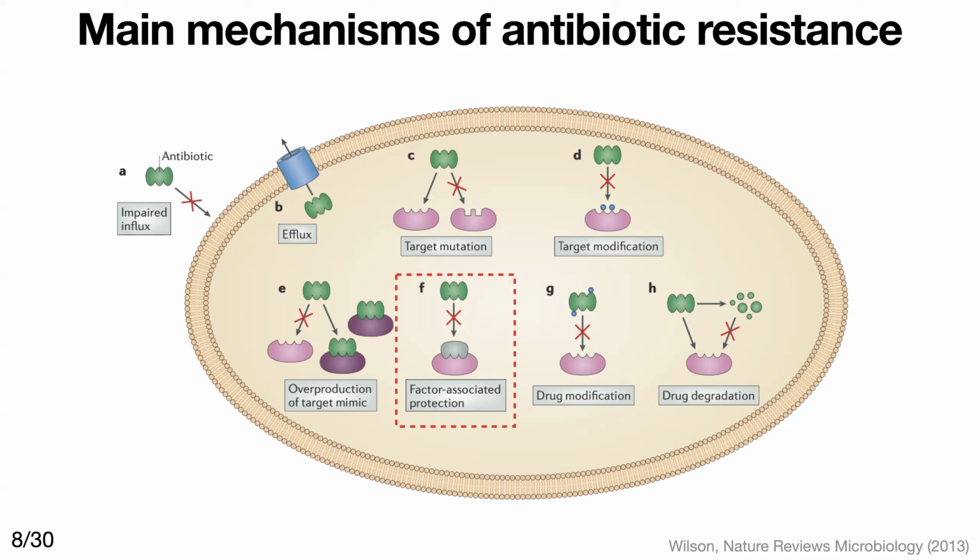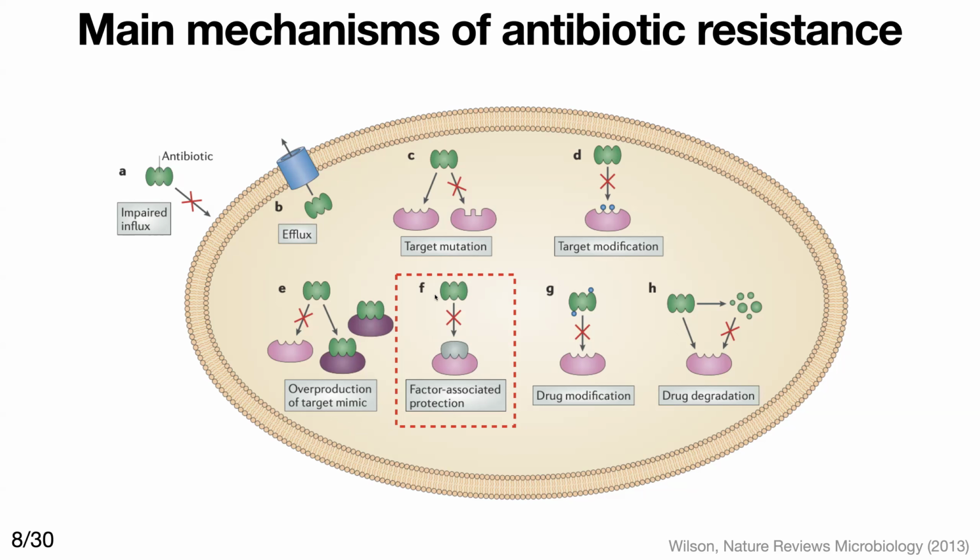And for fusidic acid, the most common type of resistance is through what is called factor-associated protection, or target protection. And here, in this case, the bacteria produce a resistance protein, which is depicted here in gray, that binds directly to the target of the antibiotic and somehow provides resistance. And we'll see how it is for fusidic acid.